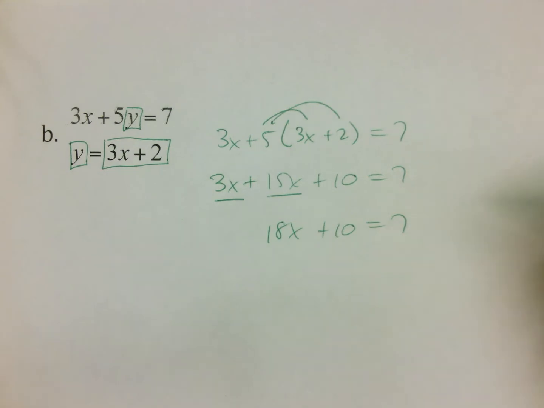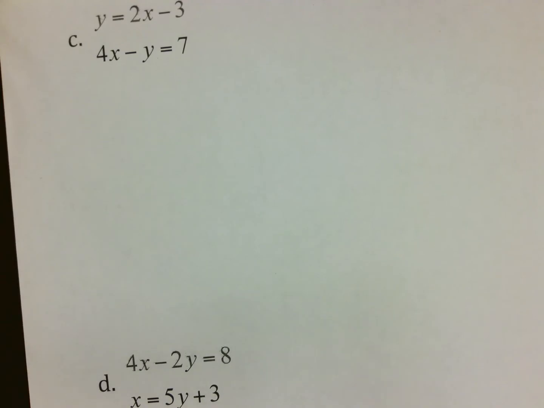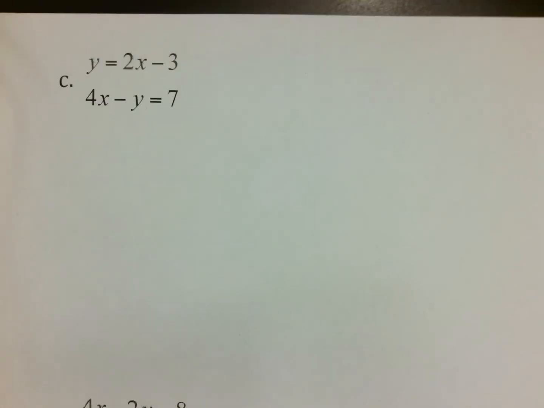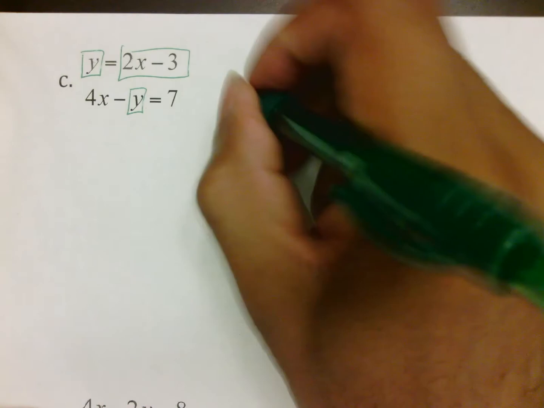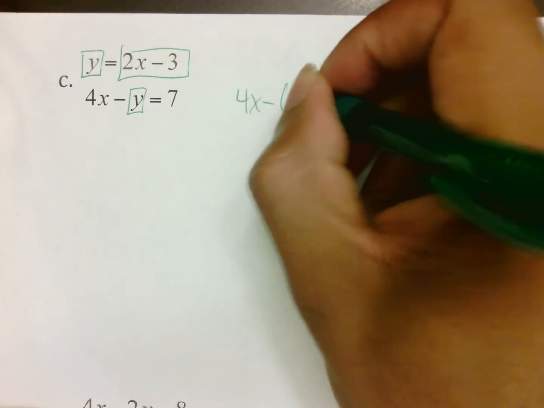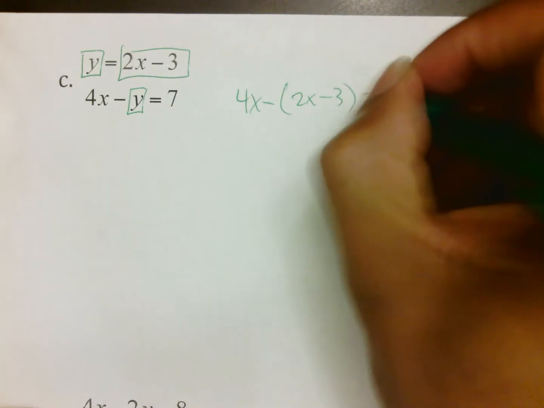Again, these are the 3 things you are going to type into the first questions that you see on your computer assignment. And again, if you're stuck on any of this, bring your paper back so I can try to help you figure out what's going on. On C, there's my box. That's what I'm switching it for, and there's another one there. Everything in front is 4x minus, parentheses, 2x minus 3 equals 7.